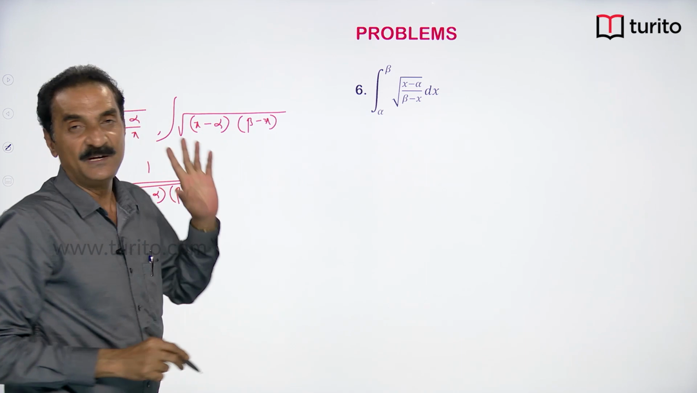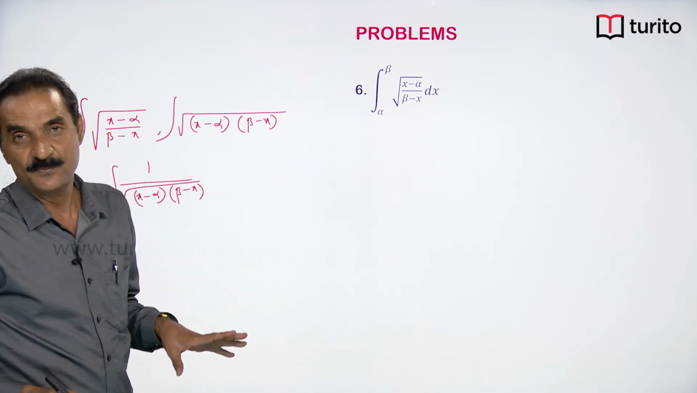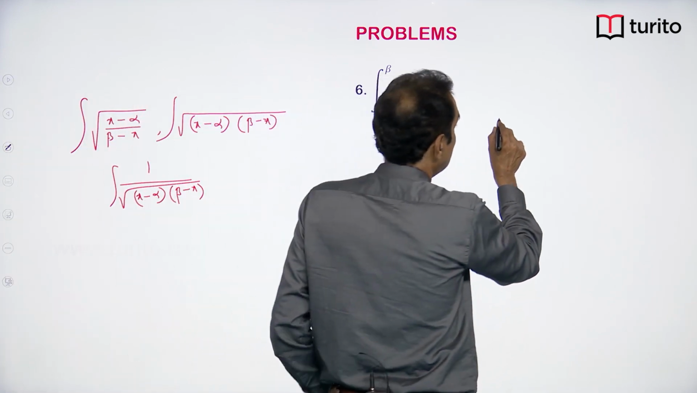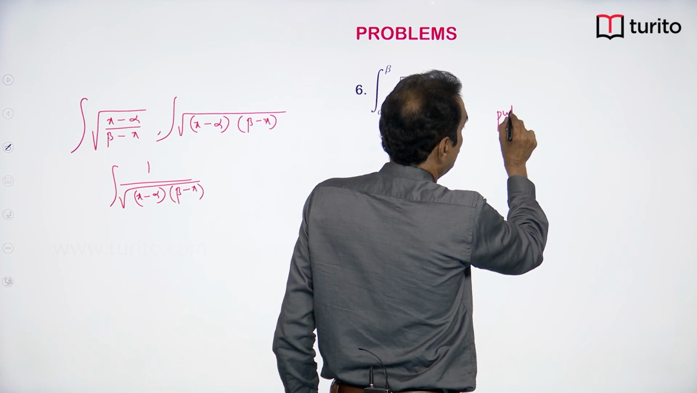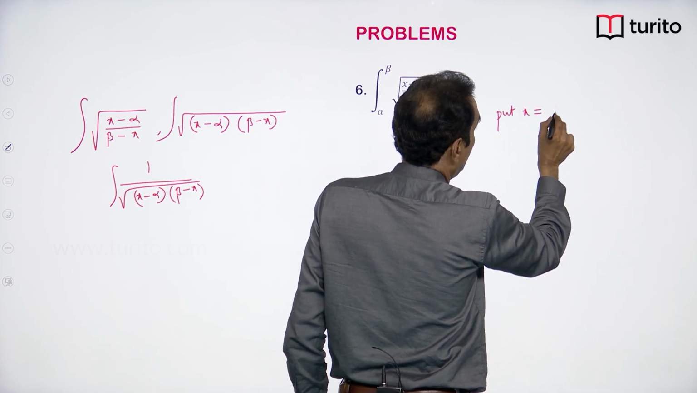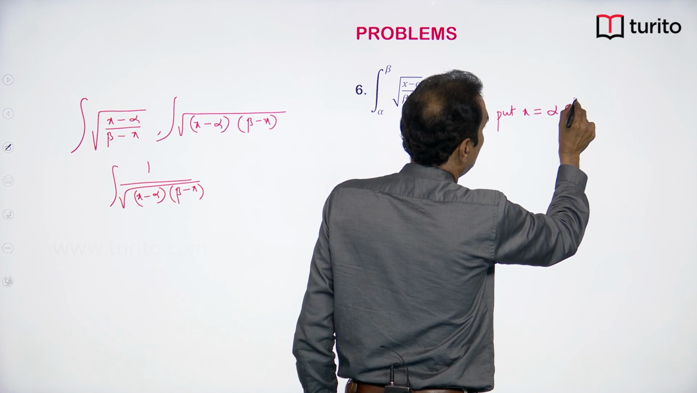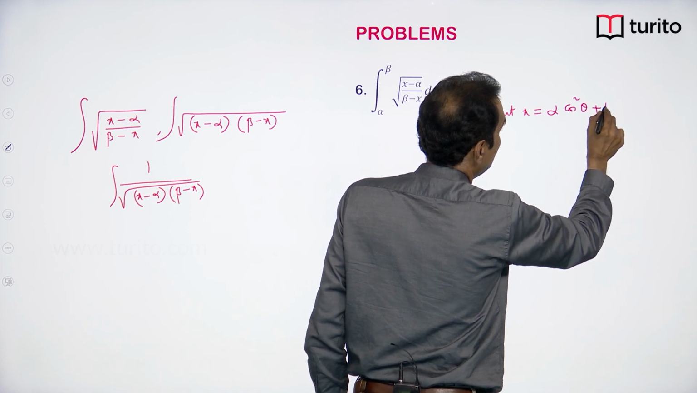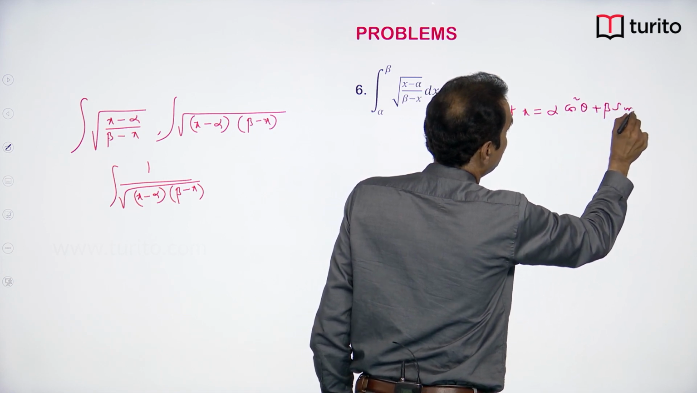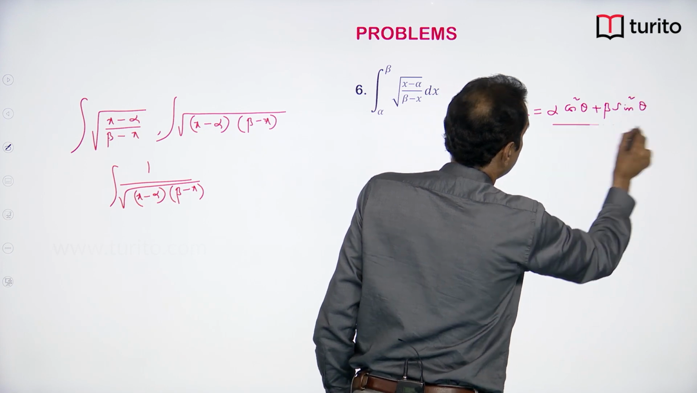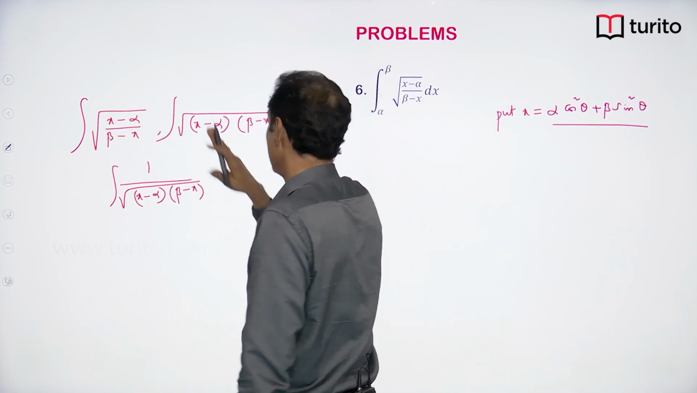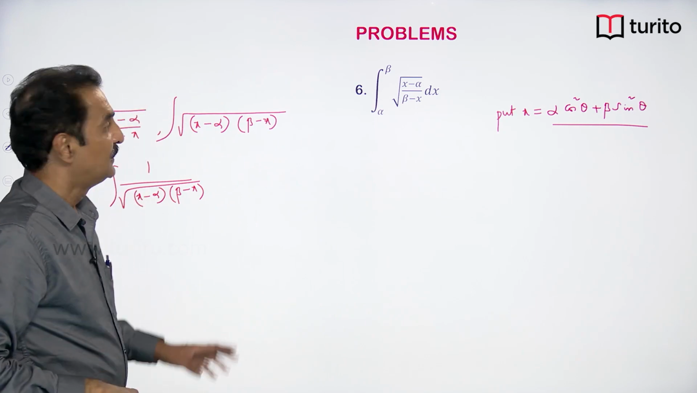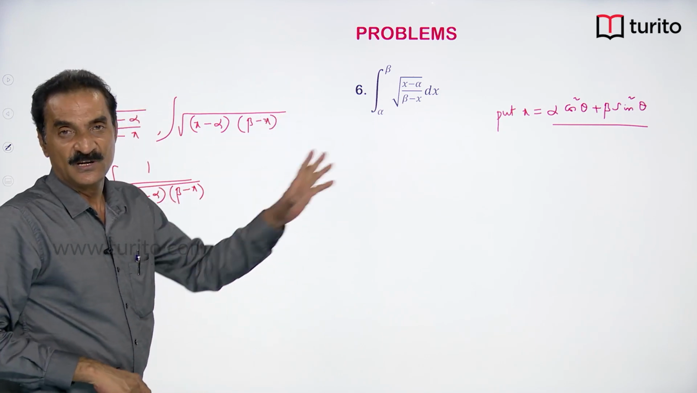For these three integrals, there is a standard substitution. All of you remember, the substitution is put x is equal to alpha cos square theta plus beta sin square theta. It is the standard substitution for these three models. Now let us solve this by using that substitution.